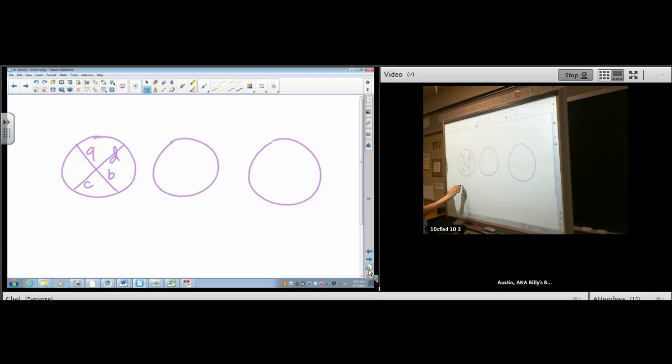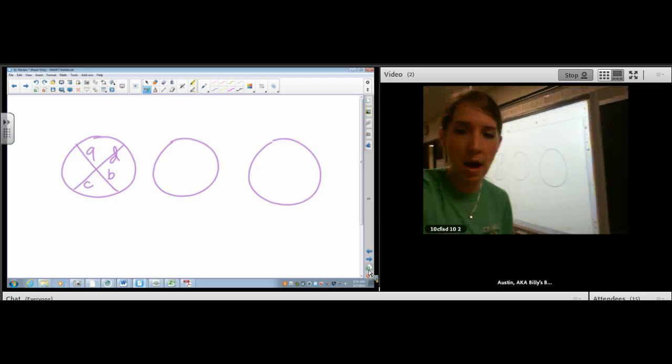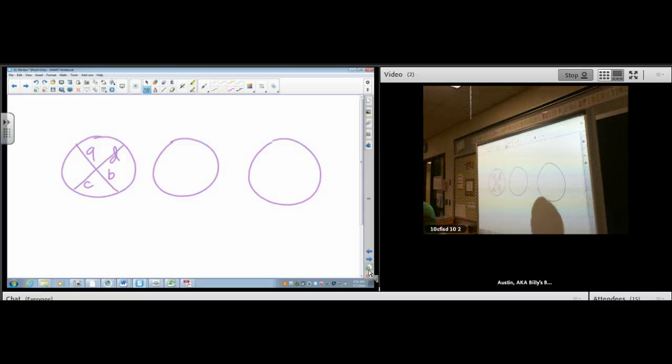So when you've got 2 chords intersecting, we're not talking about angles anymore. We're now talking about lengths of segments. The part times the part will equal the part times the part of the other chord.